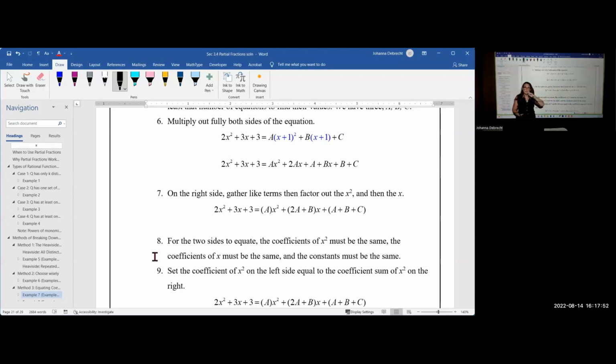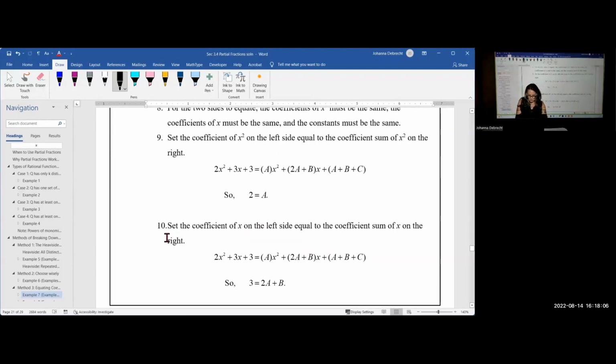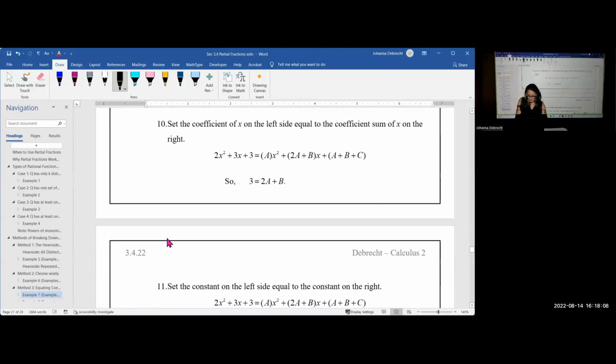That's a second equation. Our third equation is that the constant on the left, which is 3, has to be equal to everything else, the constant on the right, which is a plus b plus c. This gives us 3 equations and 3 unknowns. All right?